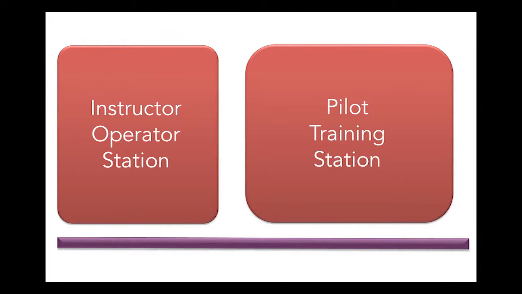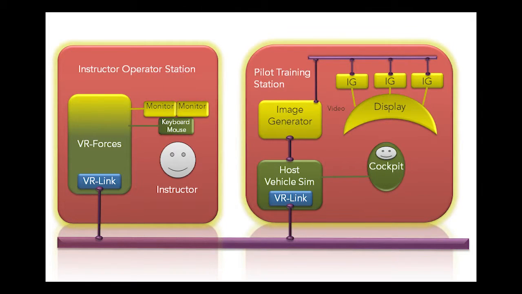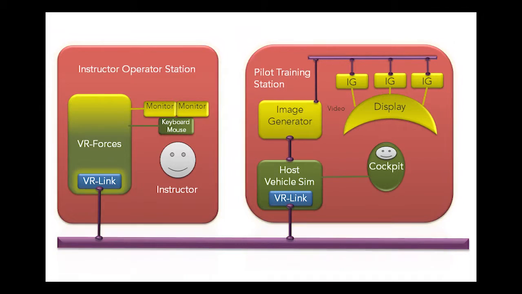In this demonstration, we see how VR Forces has been deployed as the instructor-operator station component of a man-in-the-loop flight training simulation. Like VR Forces, the pilot's cockpit simulation is based on VR Link, so the actions of the human pilot will automatically be reflected in VR Forces, and the threat units created in VR Forces will be able to detect and engage the trainee.